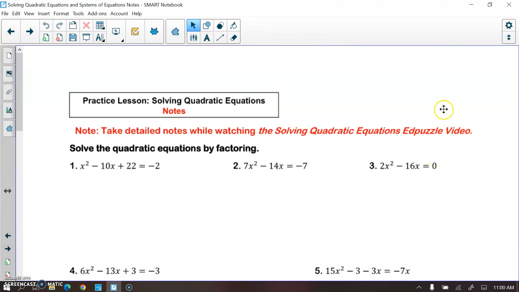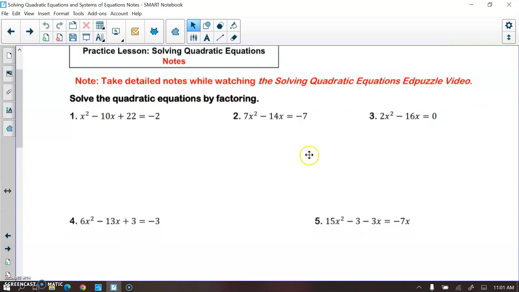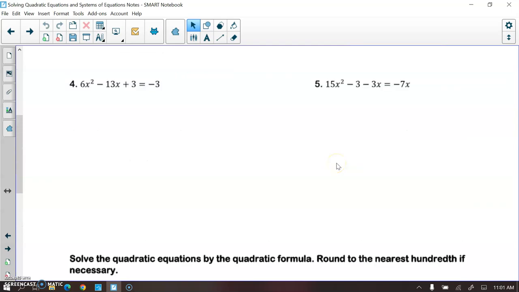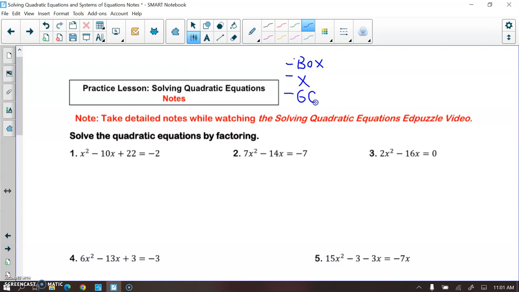Today we are going to be learning or reviewing how to solve quadratic equations by doing different methods. We are going to review factoring and the quadratic formula. We are not going to review completing the square. All right, so factoring. Remember, your choices of factoring are the box method, the X method, and also GCF.